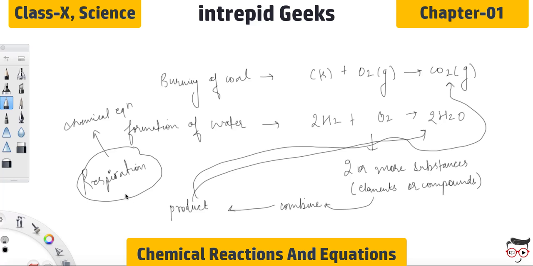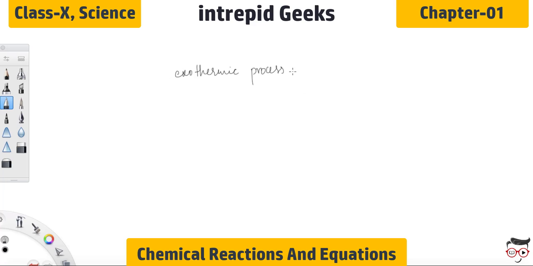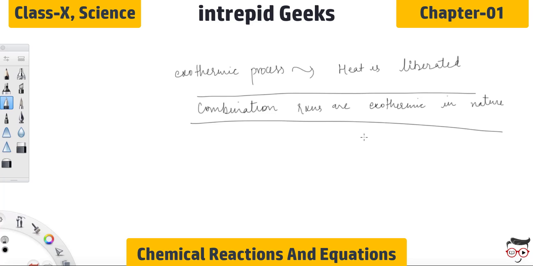Also, I want to tell you that respiration is an exothermic process, or you can say that it is an exothermic reaction. So what is an exothermic process? Those processes in which heat is liberated are known as exothermic processes. So in the respiration process, a lot of heat is liberated from our body. That is why it is known as an exothermic process. So we can also say that combination reactions are exothermic reactions majorly, right? So it can be defined in these words.